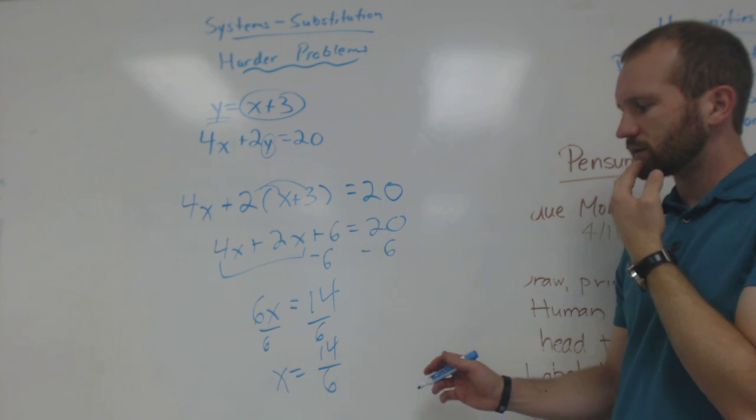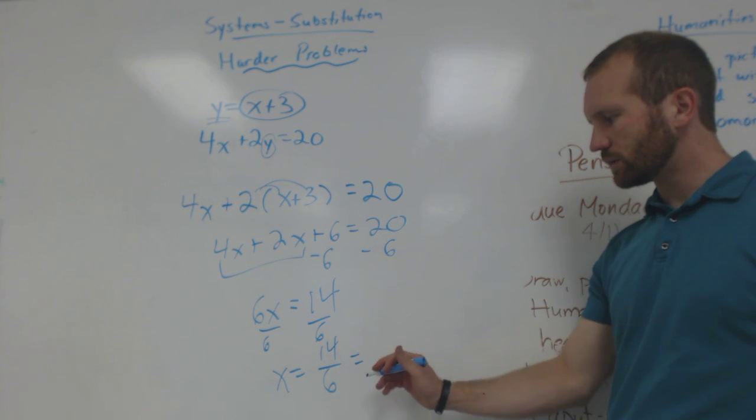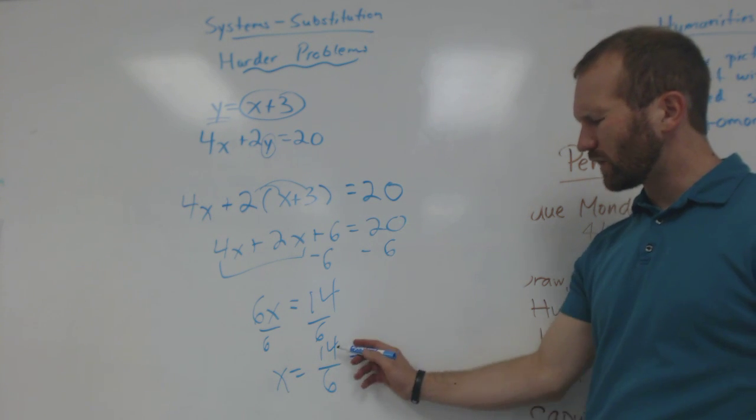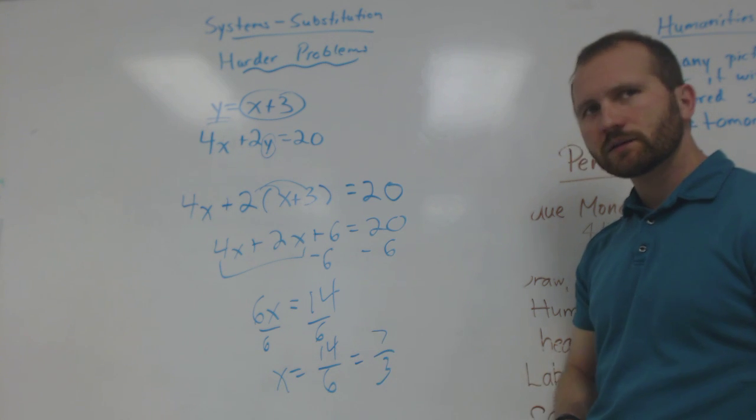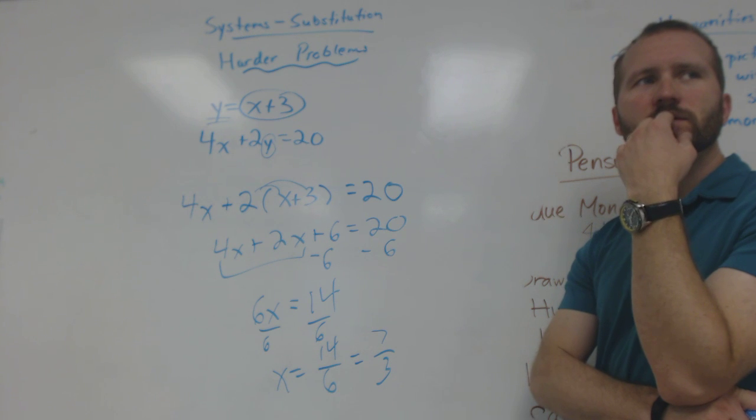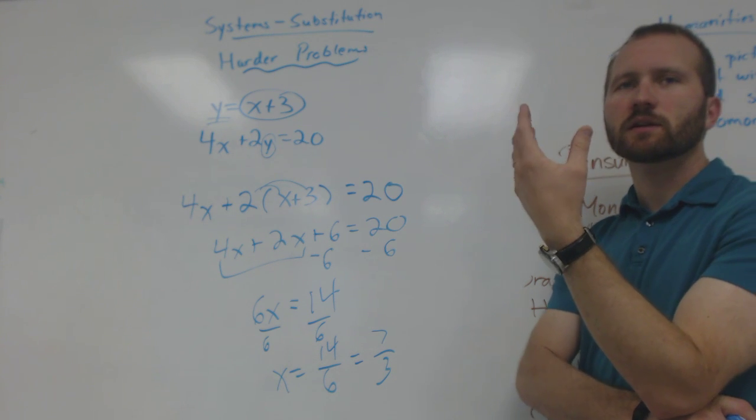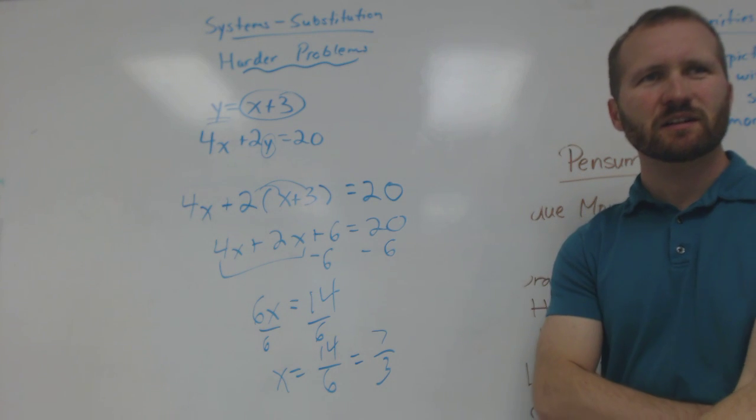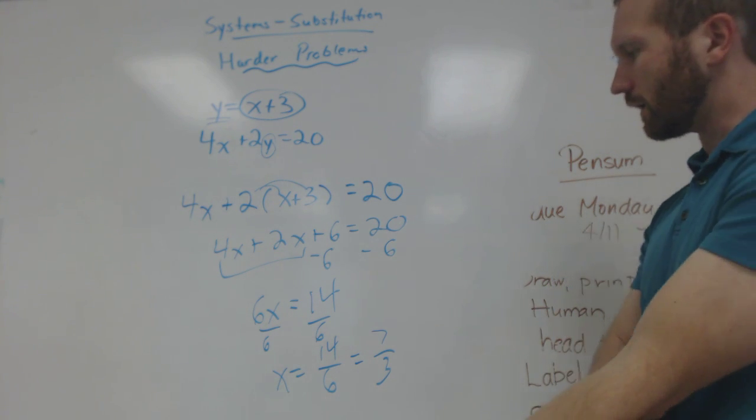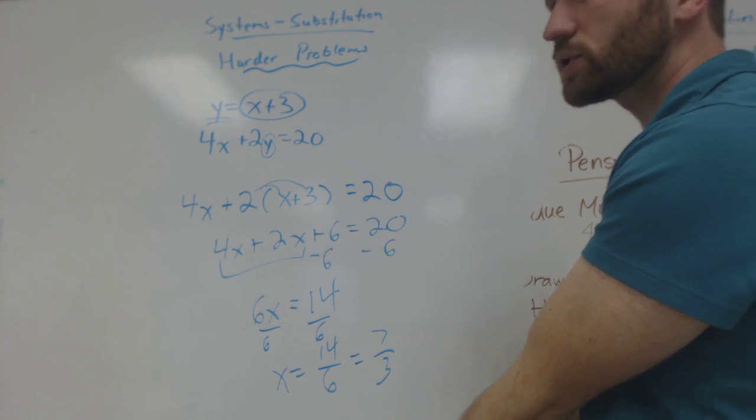14 sixths. That's a fraction. I could reduce that. If I take a 2 out of the top and the bottom, I'd have 7 thirds. So x is 7 thirds. It's a fraction. Is that possible? Yes. Why not? Fractions are numbers too.